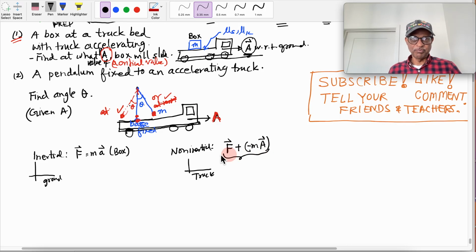So the F gets modified by this. This A is not the same as that A, and if you want to make sure, you can call it something else. That's the equation of motion in the non-inertial frame, and this is the equation in the inertial frame. We can do it either way. Let's do the inertial one first, because we are kind of used to it.